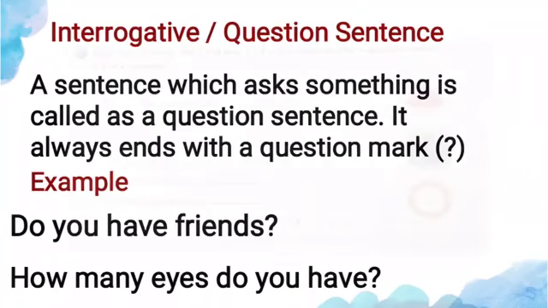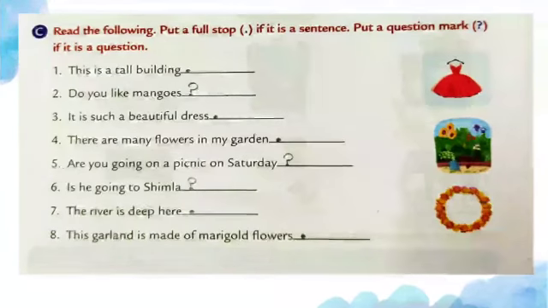Now, dear children, let's do our exercise C of this lesson. Read the following. Put a full stop if it is a sentence, meaning a telling sentence, and put a question mark if it is a question, meaning an interrogative sentence. If it is a declarative or telling sentence, we have to put a full stop. Number 1. This is a tall building. Now this statement is telling us that the building is tall. So we'll put a full stop.